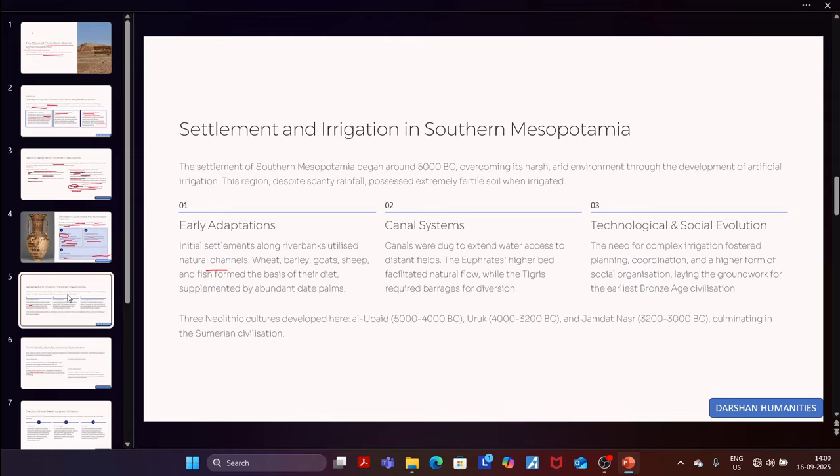Now let's look into the southern Mesopotamian region, irrigation and early cultures. Settlement and irrigation in southern Mesopotamia: the settlement of southern Mesopotamia, a region with extremely fertile soil but minimal rainfall, began around 5000 BC. This endeavor was only possible through the simultaneous development of artificial irrigation. Early settlements focused along the river banks, with the canals later extending water to distant fields.